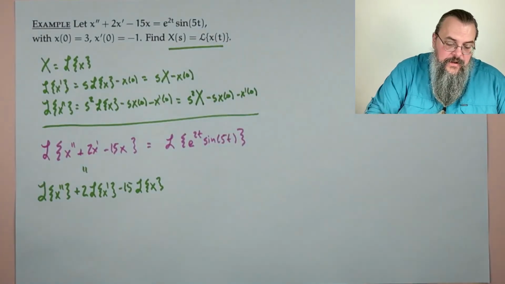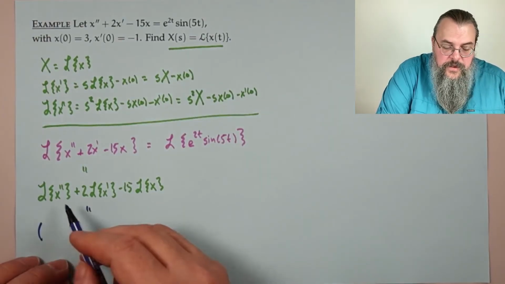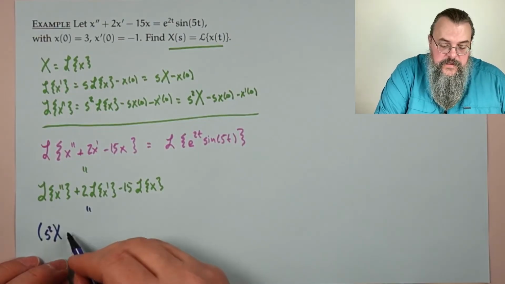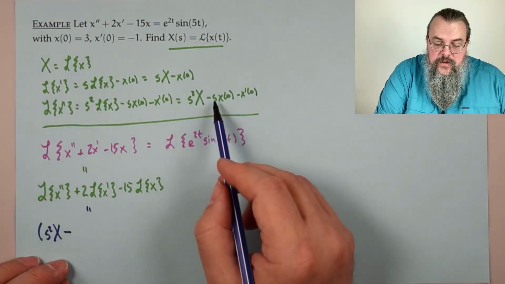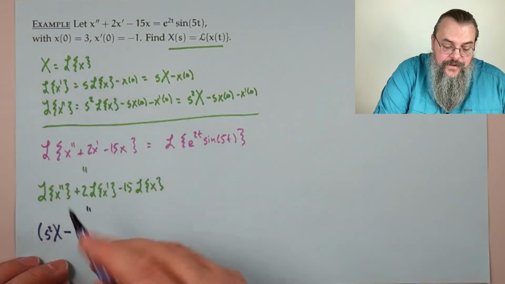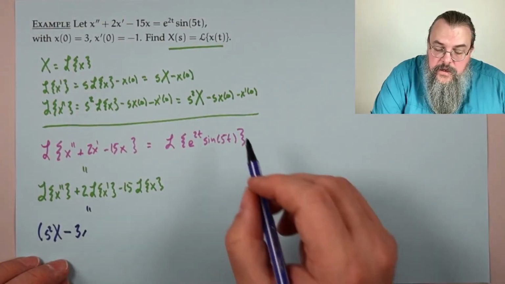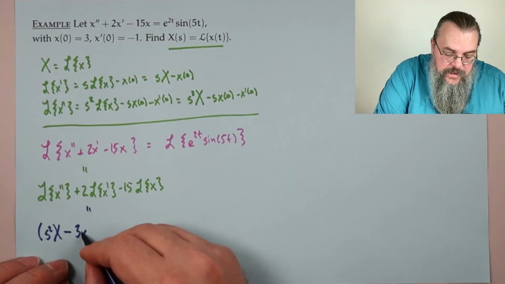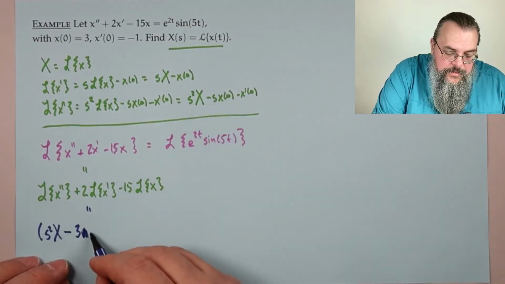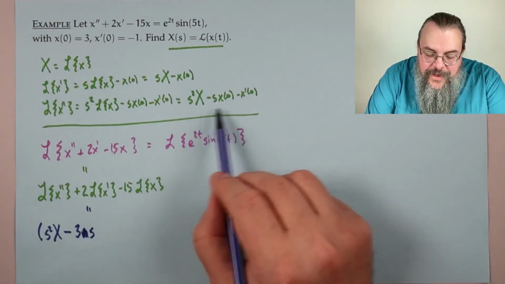Okay, so according to our rules, the first one will be s squared capital X, subtract s times x of 0. But x of 0 is 3. So subtract 3s. Yep, I was right. There we go. Sorry about that. You have to keep track.